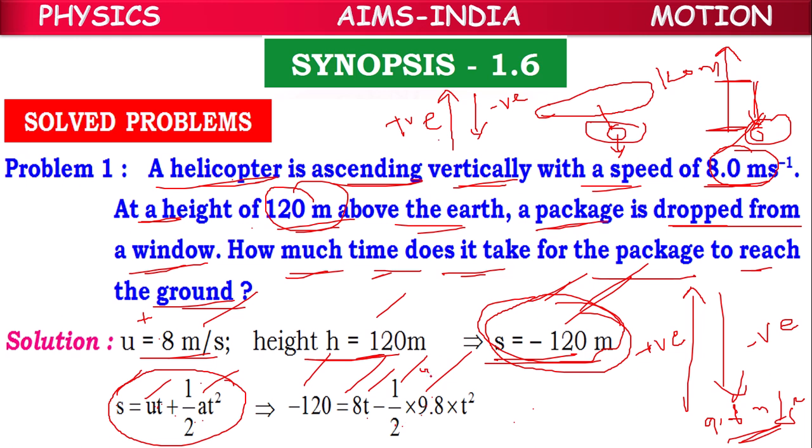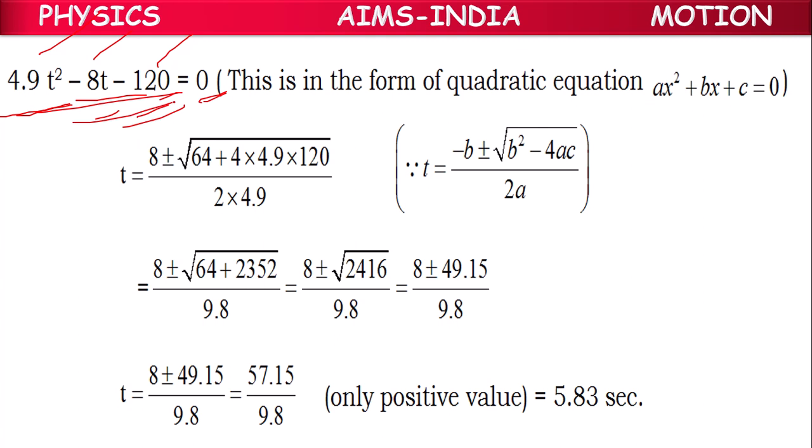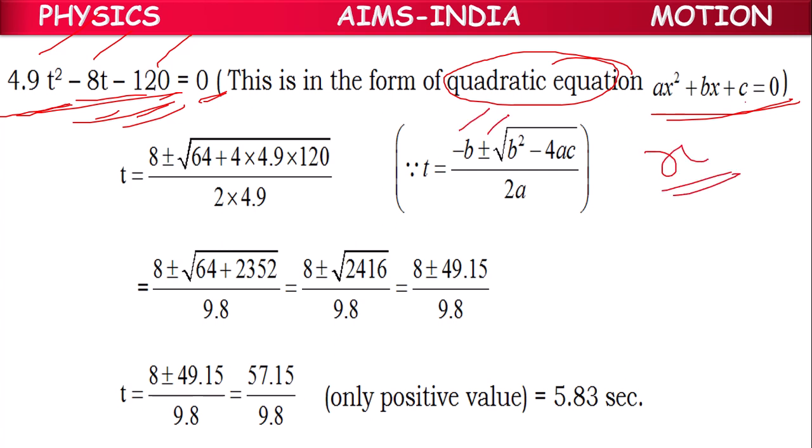This 9.8 is 2 into 4.9. This 4.9 taken this side, plus 8t taken this side, there is minus 120 equal to 0. By the steps we have written like this. So this is in the form of a quadratic equation, ax square plus bx plus c equal to 0, where the formula for x is minus b plus or minus root of b square minus 4ac by 2a. But in the place of x, we have t here. So this formula gives the value of t.